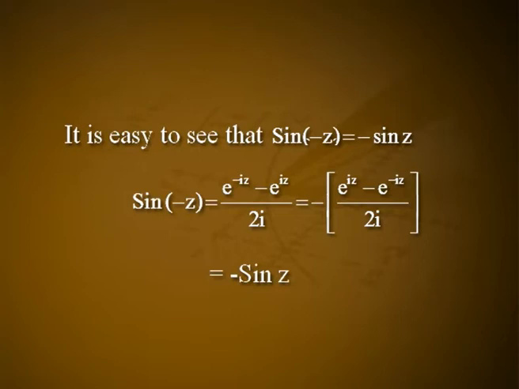It is easy to see that sin of −z is equal to −sin z. Let us consider sin of −z, which is equal to (e^(−iz) − e^(iz)) / 2i, which is equal to −(e^(iz) − e^(−iz)) / 2i, which is equal to −sin z.